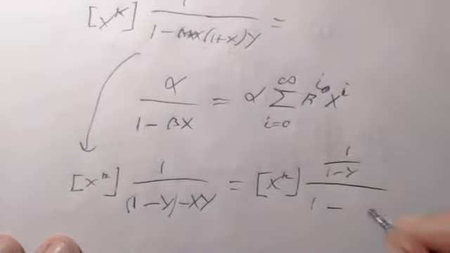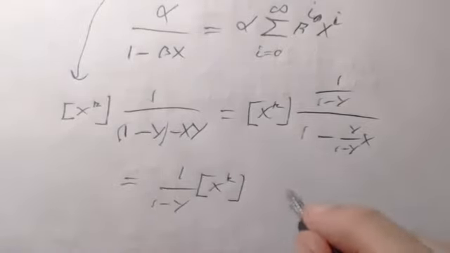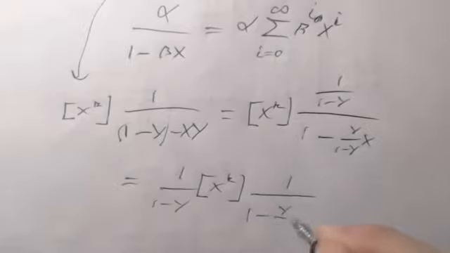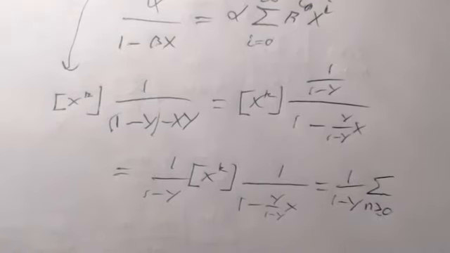So you can take that 1 over 1 minus y out, so it's got no x's in it, it's not going to affect it. 1 over 1 minus y over 1 minus y x, which is how we got that and then writing that as a geometric series, it's just y over 1 minus y x to the n.